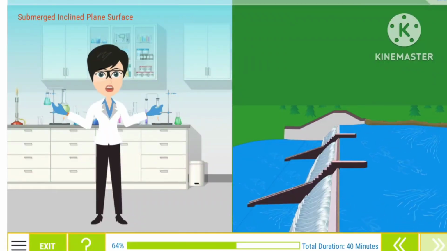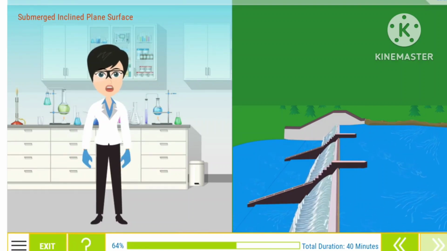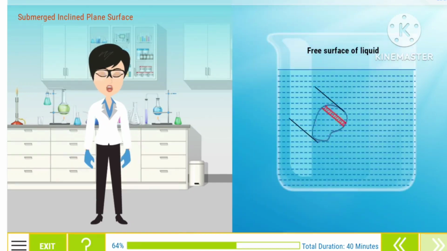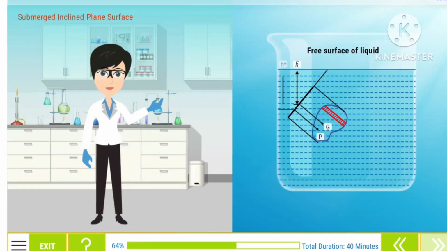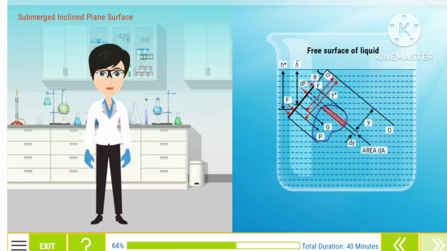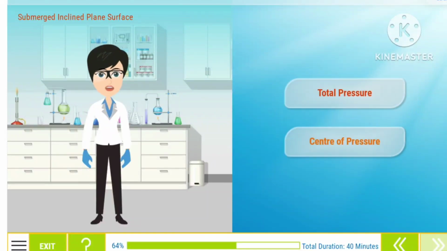Submerged inclined plane surface. Next, we will learn about the inclined plane surface submerged in liquid. Consider a plane surface of arbitrary shape immersed in a liquid in such a way that the plane of the surface makes an angle theta with the free surface of the liquid as shown in the image. Let's learn to calculate the total pressure and center of pressure of the submerged inclined plane surface. Click each pressure to learn more.